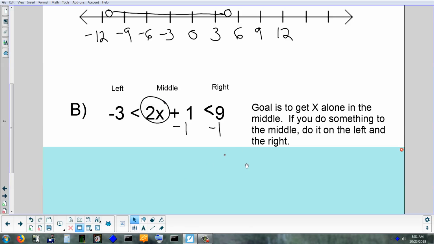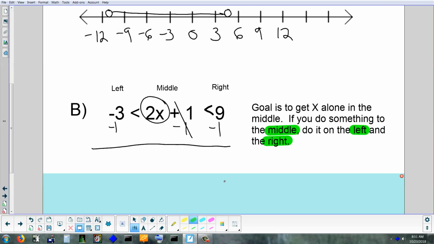Where else am I going to subtract 1? If I do it, again, we subtract, and Mr. Hager just said, we want to get x alone in the middle. If you do something in the middle, which I did, minus 1, I want to do it on the right. -3. I also want to subtract it from -3. Good.